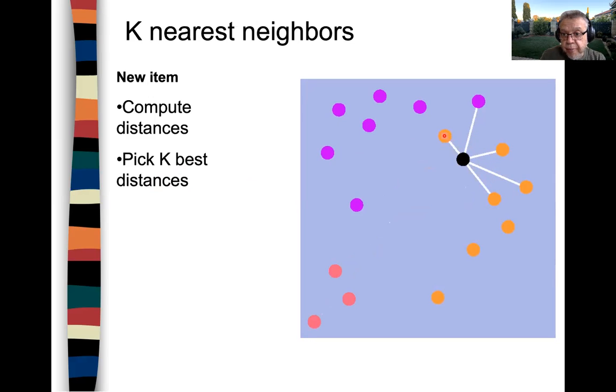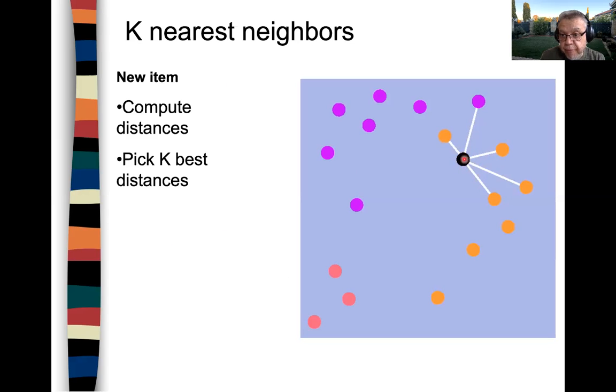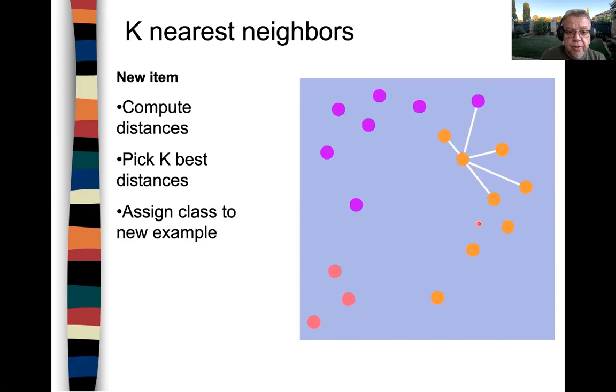And now my goal is to assign this black dot in this feature space to the orange class or to the purple class. So I assign the class to a new example. I assign it to the orange because that's the most frequent one. My query is closest to 1, 2, 3, 4 elements of that class compared to just one in the purple. So I assign it to this class here.